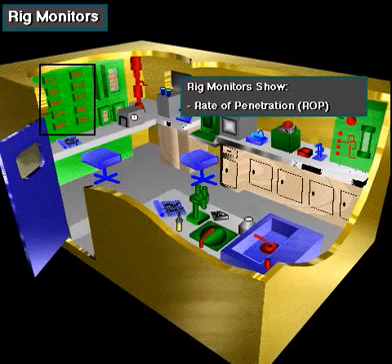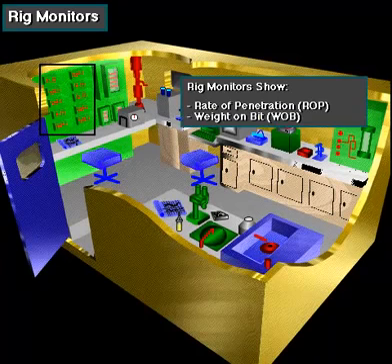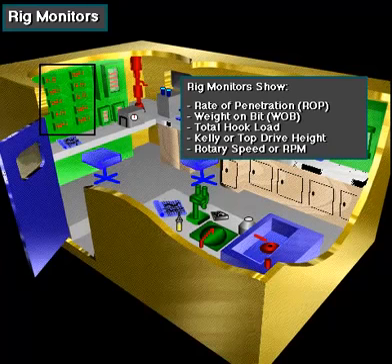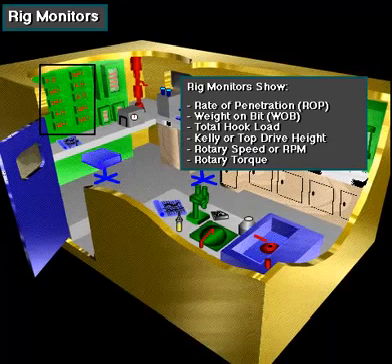The rig monitors show the rate of penetration, or ROP, how fast the bit is drilling. Weight on the bit, or WOB. Total hook load. Kelly, or top drive height. Rotary speed, or RPM. Rotary torque, the twisting force on the drill string.